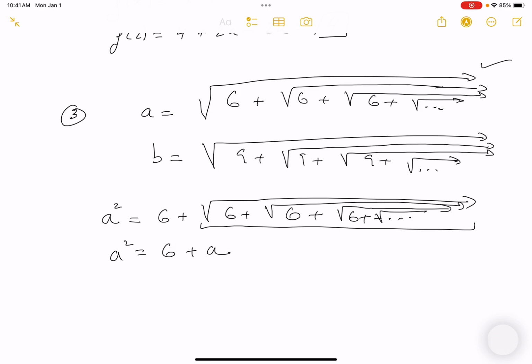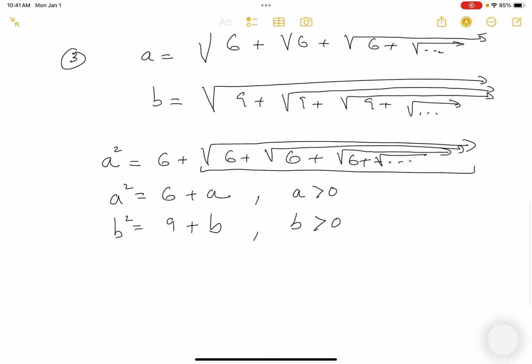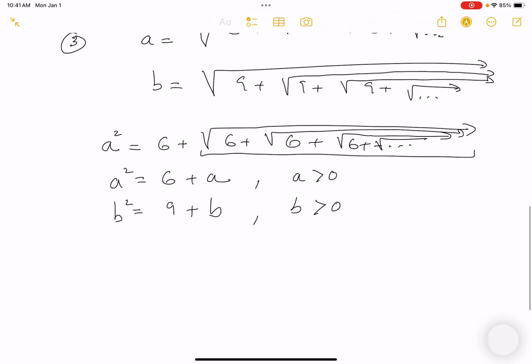Now, having made that observation, I think it's pretty easy to say that B squared is going to be 9 plus B, right? That's what it's going to be. Now, of course, before I go on, I want to claim to you that A is a positive number and B is also a positive number, all right? Now, what do we got to do? We got to figure out what A is and what B is. And I think I can do that.